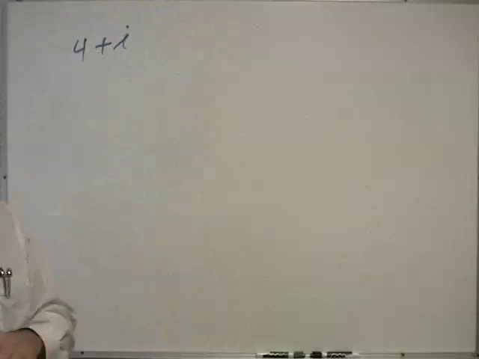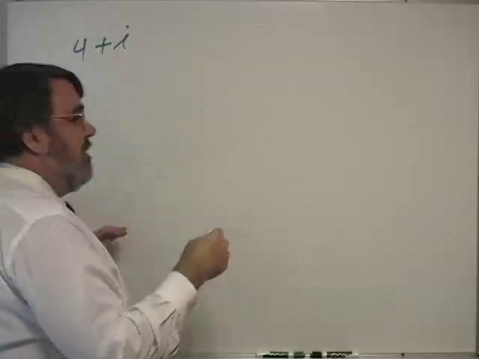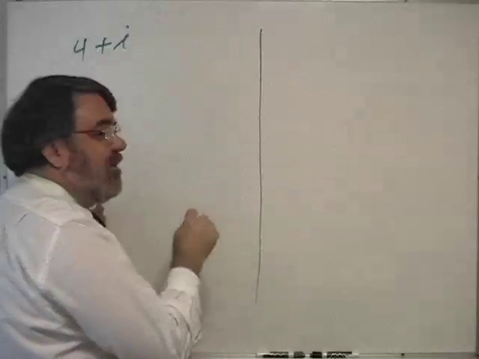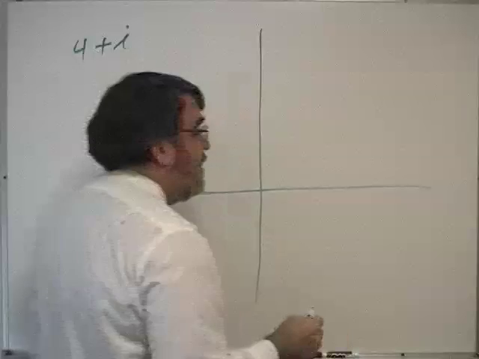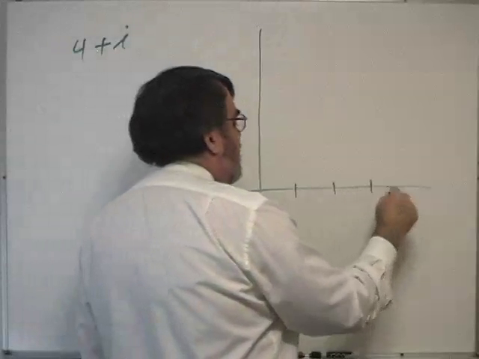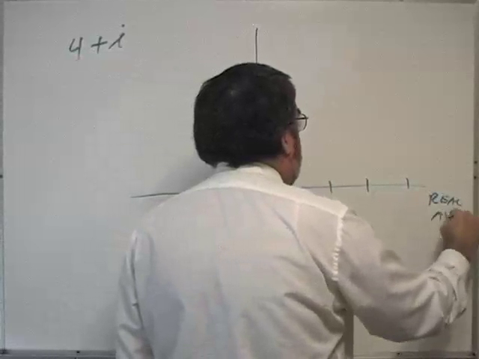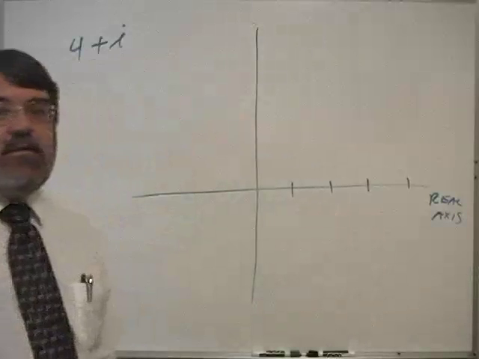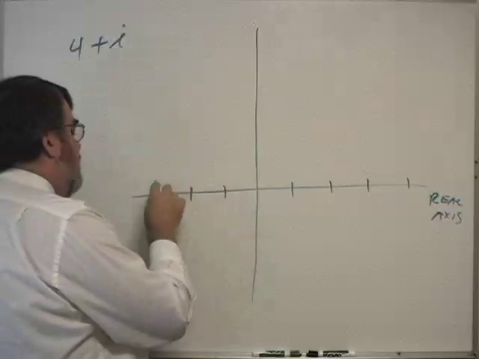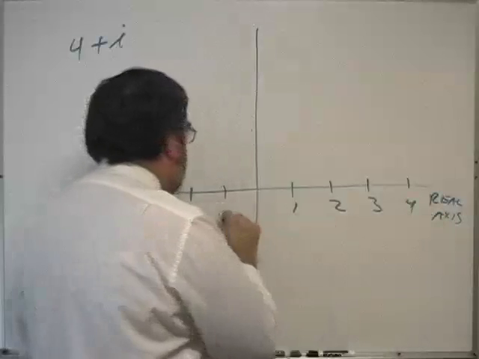Here's a complex number, 4 plus i. The way we represent this graphically is as follows. It looks like the XY plane, except the horizontal axis is going to be called the real axis, the real numbers. So the real part of a complex number falls along the real axis. This is numbered just like normal.